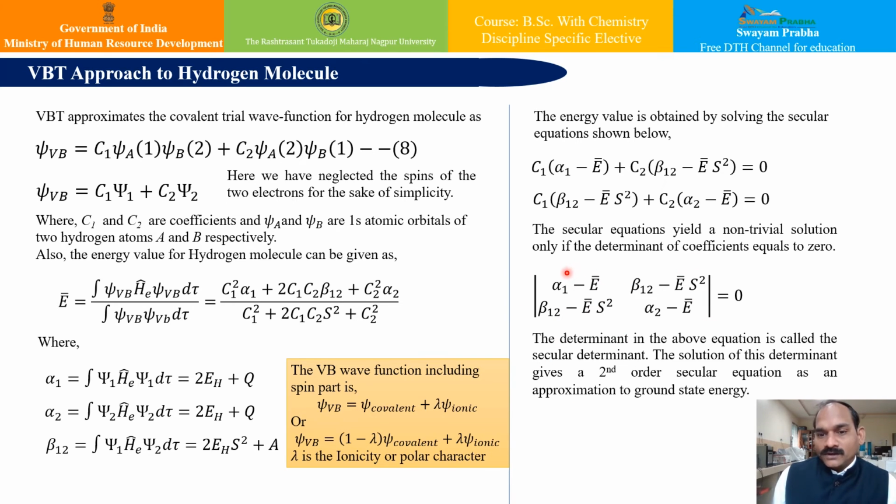The solution of this secular determinant gives the second order secular equation as an approximation to the ground state energy, which can be solved further. This energy will give you the value of energy, and this energy we have seen in an earlier lecture. We have plotted this energy for EG and EU, where G stands for gerade and U stands for ungerade. So this gives you the bonding and anti-bonding kind of molecular orbital formation.